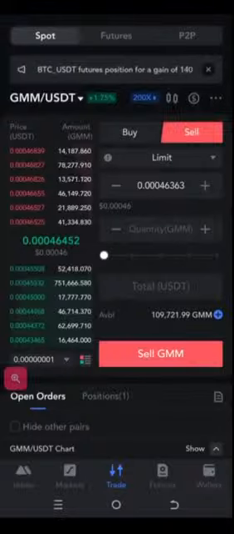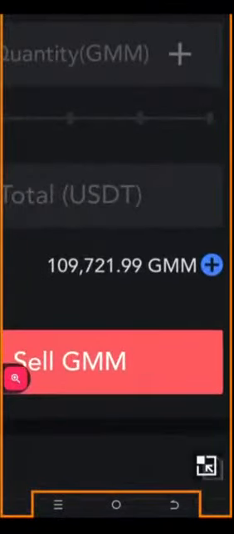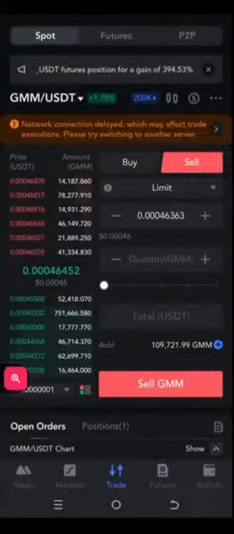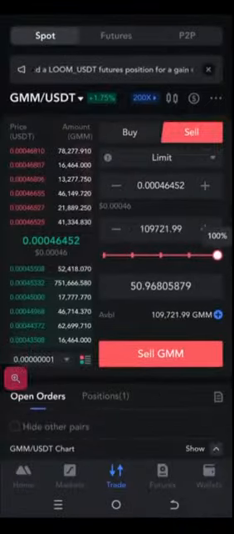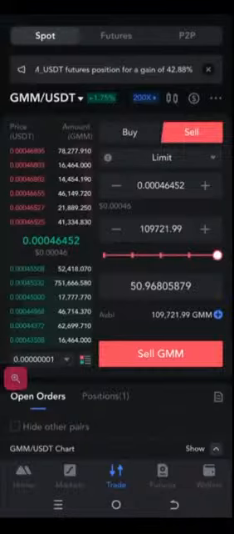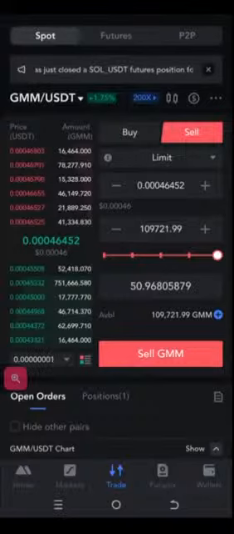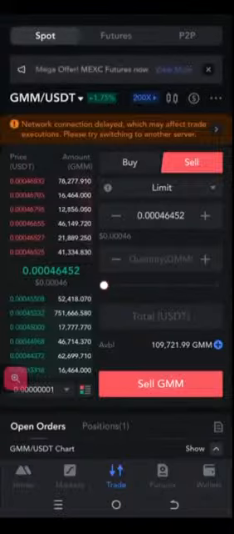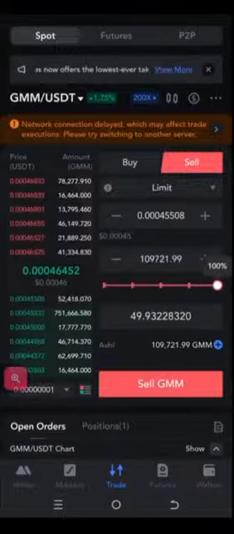All right, it's here. As you can see, we've got our money here. That's 109,721 GMM. Okay, so let's go quickly and set our sell limit. But let's just even quickly see if we want to sell outright, right? What is that going to give us? Okay, so let's put the entire 100%. Oh, this is 50.96. So that means if I click on sell, that's going to put me in the queue. But if I pick a cheaper price, what's that going to give me?